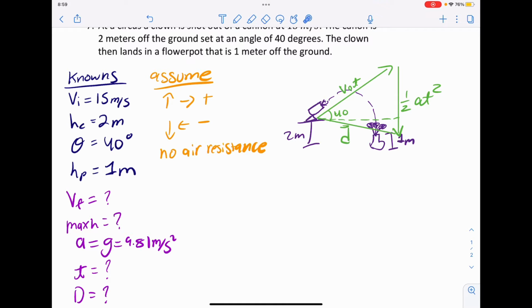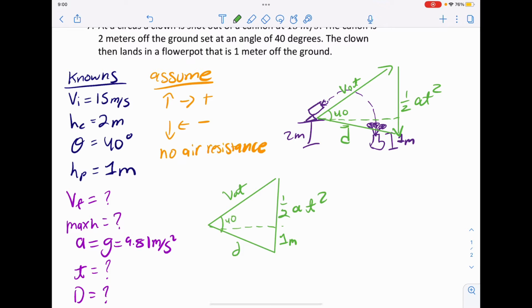So if we were to plug in everything we knew, I'm going to draw the triangle again over here. V naught T. Then we had a dotted line across. Half AT squared went down. This here was 1 meter. And this was our displacement, so displacement, half AT squared, was this entire side. And this was 40. Oops, don't want to get that confused. That's 40.